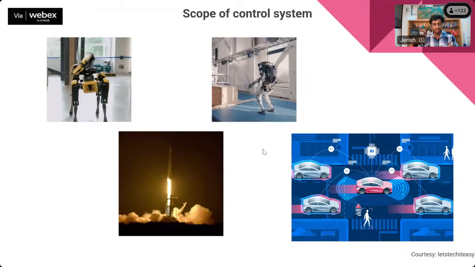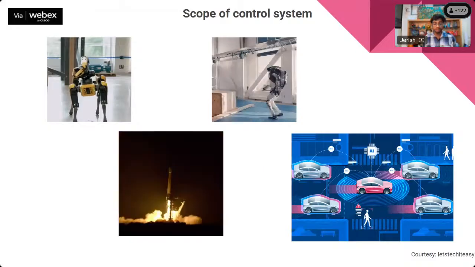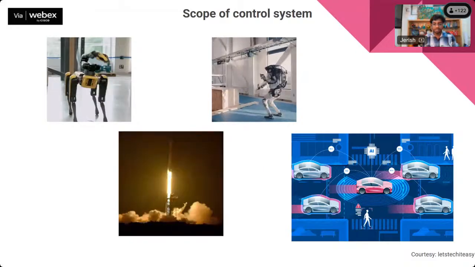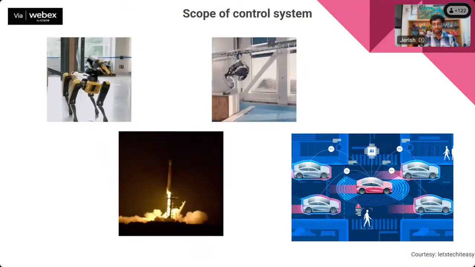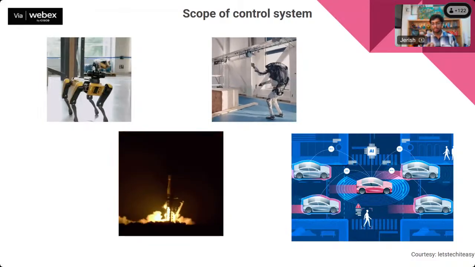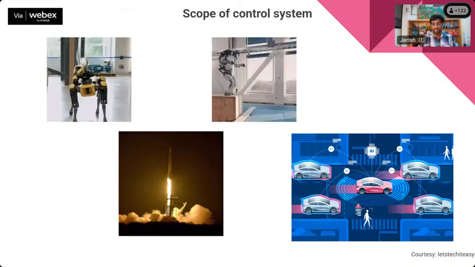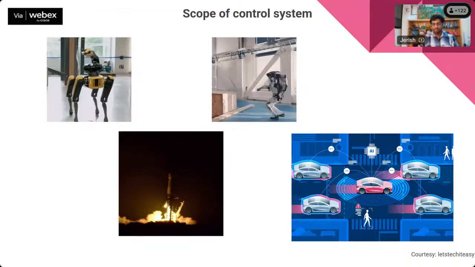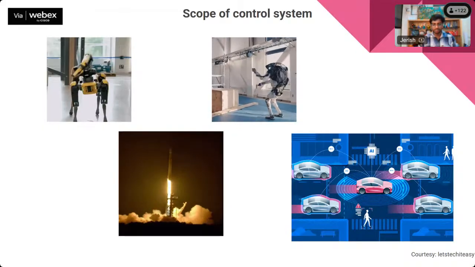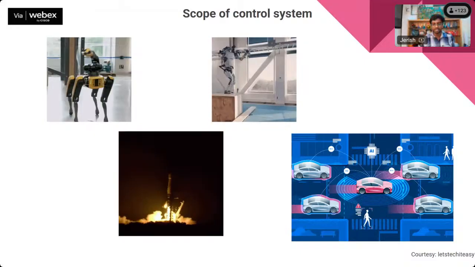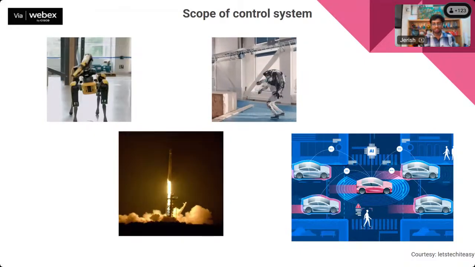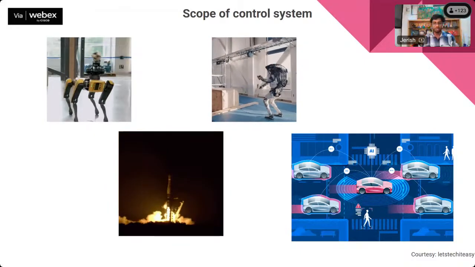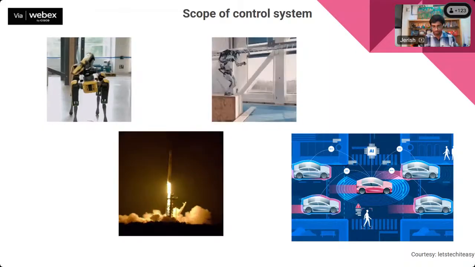When a rocket is launching, it should move in a particular trajectory in order to place the satellite in its location, right? Whatever system you look at, there will be an error, and wherever there is an error, there is a scope of control systems. Okay.